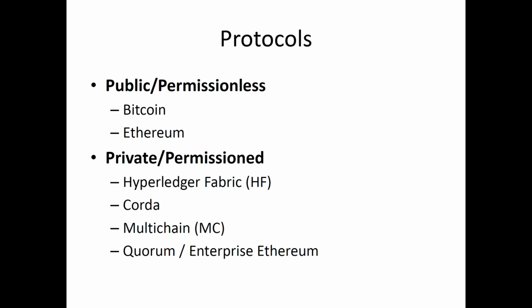Examples of public permissionless systems are Bitcoin and Ethereum, and examples of private permissioned systems that we're going to look at in a while are Hyperledger Fabric, Corda, MultiChain, and Quorum or enterprise Ethereum systems.